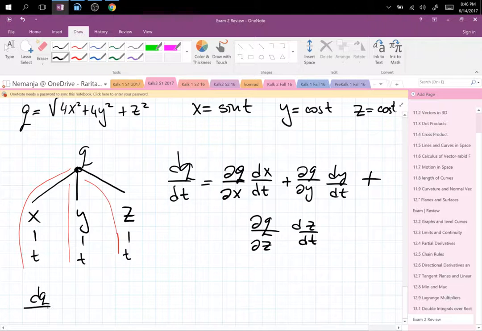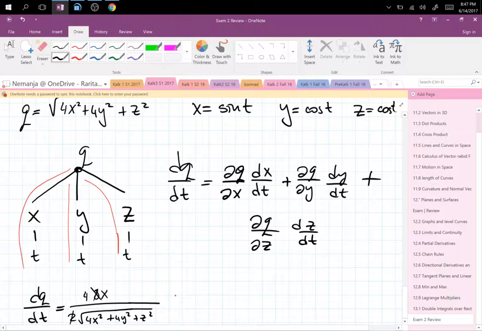So now dq dt is equal to, we have to find partial derivatives. With respect to x first, that's going to be 8x over 2 times the square root of 4x squared plus 4y squared plus z squared. And then 8 and 2 will cancel to a 4. The next one is times dx dt. Now dx dt is simply cosine t.